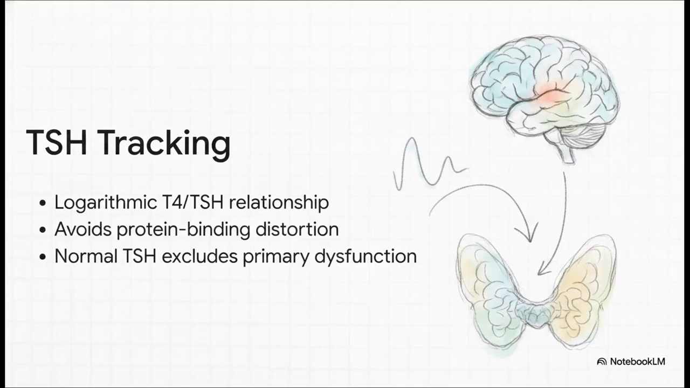If you guessed C, TSH, you hit the nail on the head. It is absolutely your best first-line tracker. Why? Well, the anterior pituitary is exquisitely sensitive to even the tiniest changes in free thyroid hormone. Because the relationship between free T4 and TSH is logarithmic, even a minor peripheral variation triggers a massive amplified shift in TSH secretion. Plus, relying on TSH helps you completely sidestep the diagnostic headache caused by transient changes in serum protein binding. Basically, if that TSH value is strictly normal, you can comfortably exclude primary thyroid dysfunction.